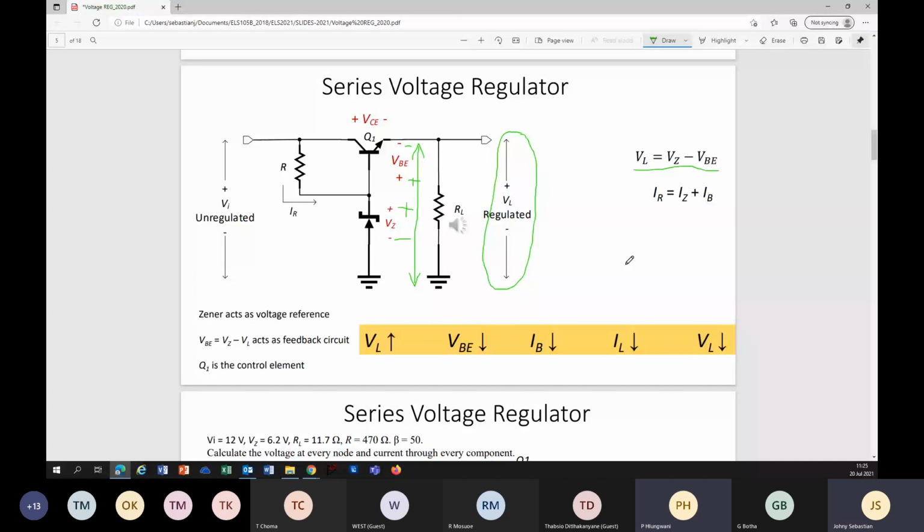Yes, sir. So, looking at this formula, VZ is a constant. That is a Zener voltage. VBE, if the BJT is conducting, VBE is also a constant. That basically means VL is also a constant. Can you agree to that? Yeah. Next point.